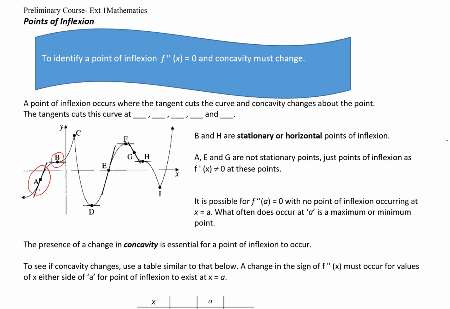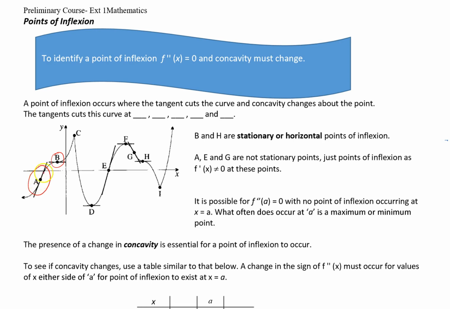The names are slightly different. We call point B a horizontal point of inflection, which makes sense. The tangent is horizontal there. Now, for that sort of point of inflection, the first derivative is equal to naught, and also the second derivative is equal to 0. With point A here, it's only the second derivative that's equal to 0.